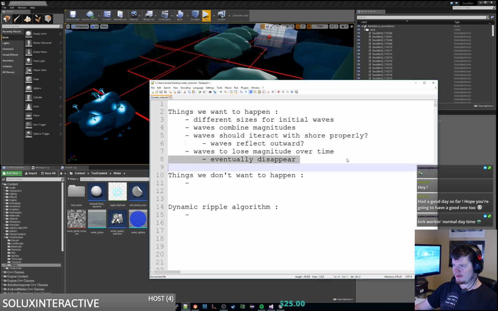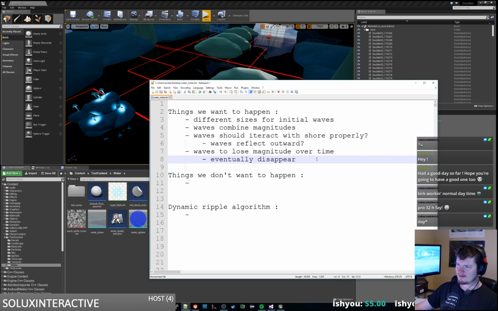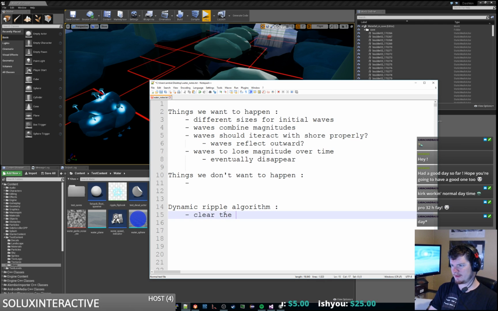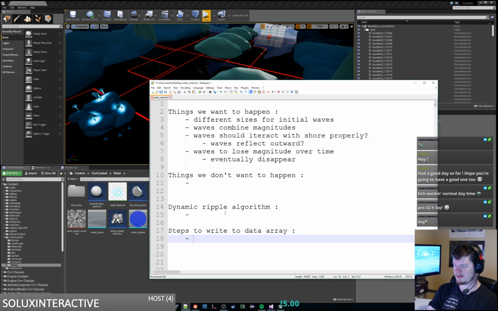Alright, so waves lose their magnitude over time, and we'll have them eventually disappear. It'd be nice if we didn't have to model the waves as waves, but it's probably an optimization. Probably we have to use them as waves, so our algorithm would be: how do we actually update the texture? Because we want to write to our data array, which then writes to our texture.